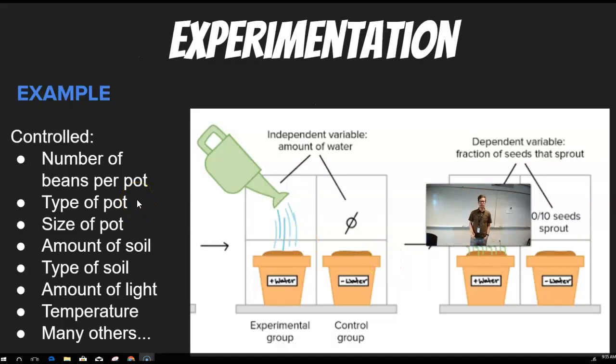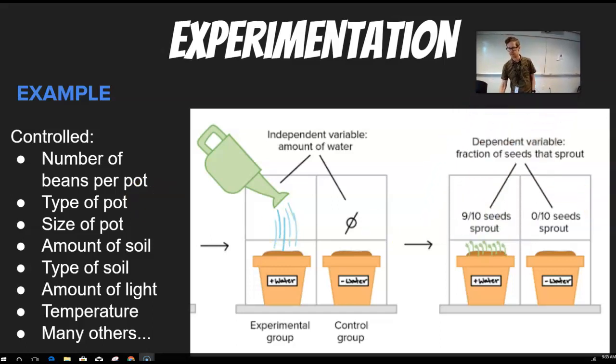Okay, here's an example of which variables we would be controlling in this same experiment that we talked about before. So we already said the independent variable is water, whether or not we're watering the pot of seeds, and the dependent variable is what fraction of the seeds that we planted actually sprouted. So what are we controlling?